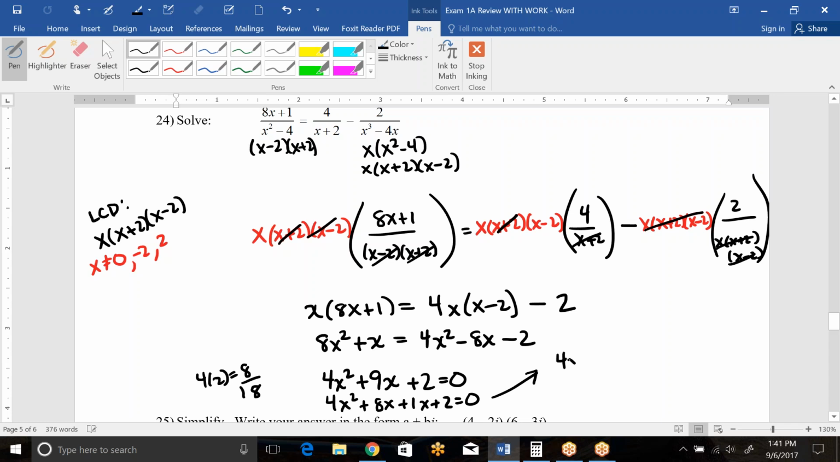If we pull out a 4x in the first pair, that leaves me with an x plus 2. The second pair has nothing in common, but we are going to pull out something. You have to pull out something.